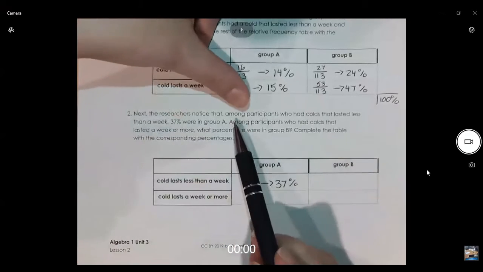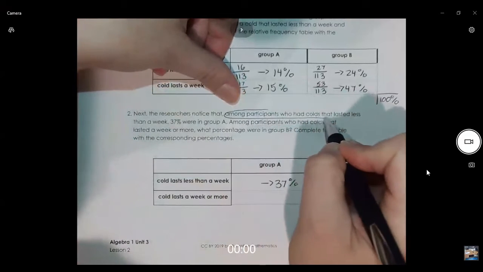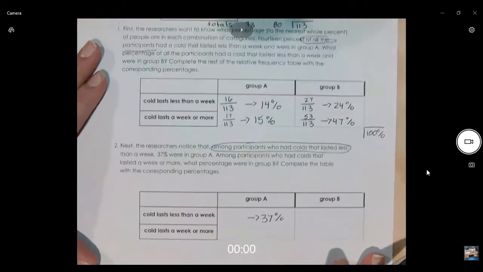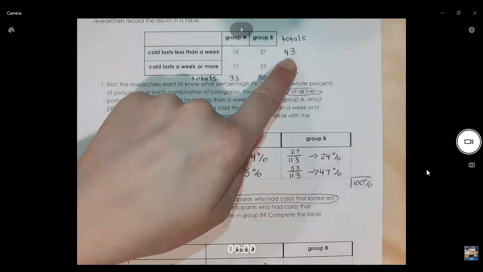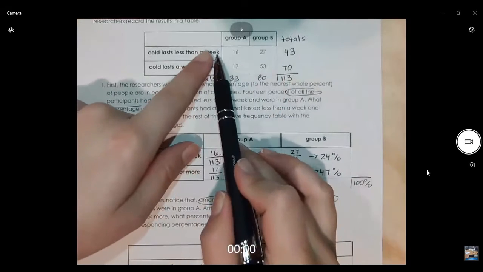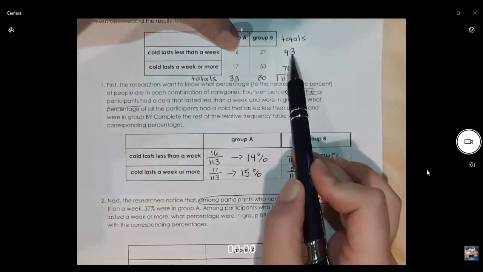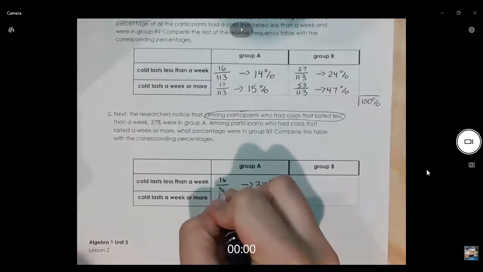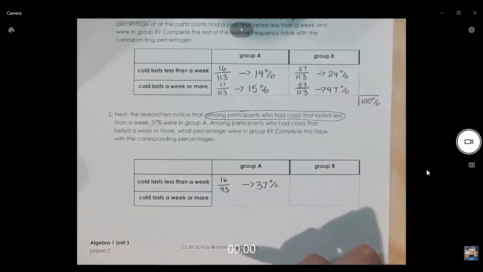So it says that among the participants who had a cold that lasted less than a week. So less than a week, if we go back up here, was 43 was our total. So now we're looking at our totals out of our rows. So we want to do 16 out of the 43. So down here it'll be 16 out of 43. And when you calculate that to get your percent, you do get 37%.